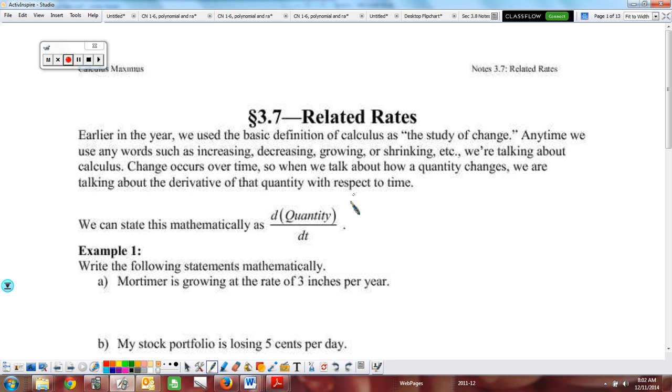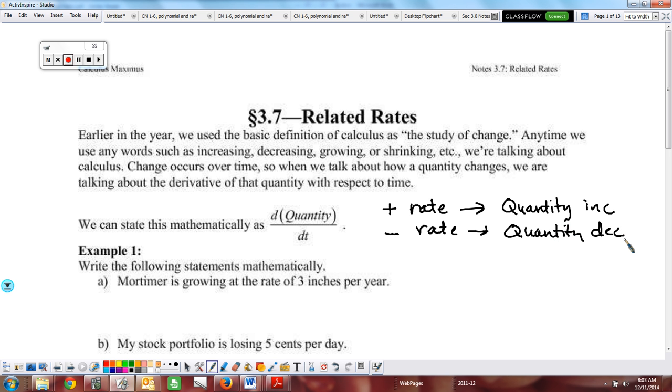Now, you need to remember that paying attention to whether your quantity is increasing or decreasing is important. A positive rate means that your quantity, whatever it is, kind of like your position function, is increasing. And if you have a negative rate, your quantity is decreasing.